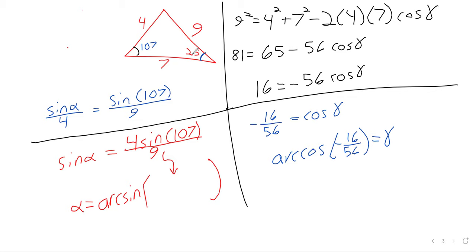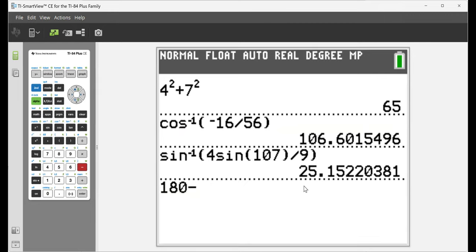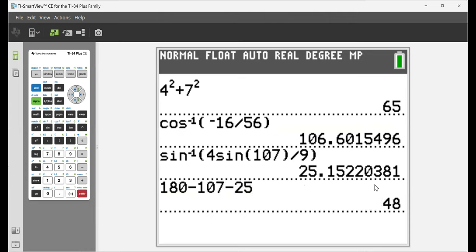And then again, once we have two angles, we don't have to use any fancy trigonometry. 180 minus, what were the other angles? 107 and 25. 48 degrees.